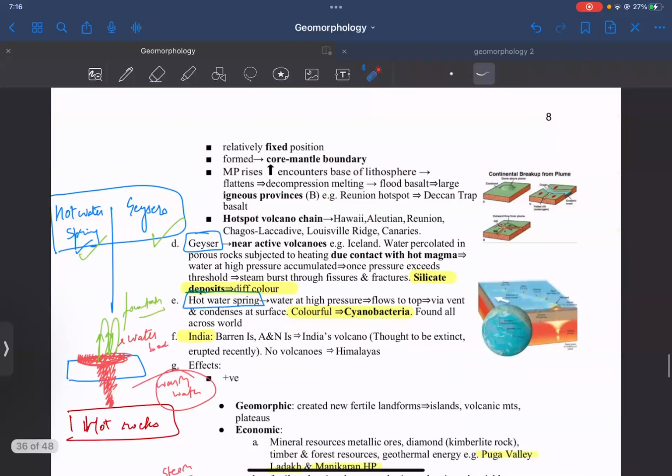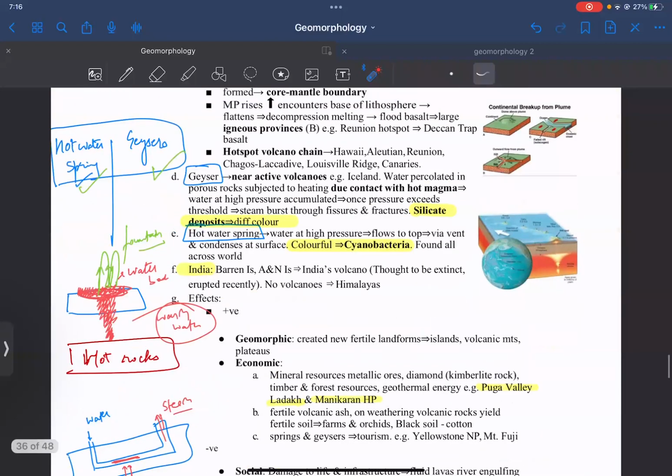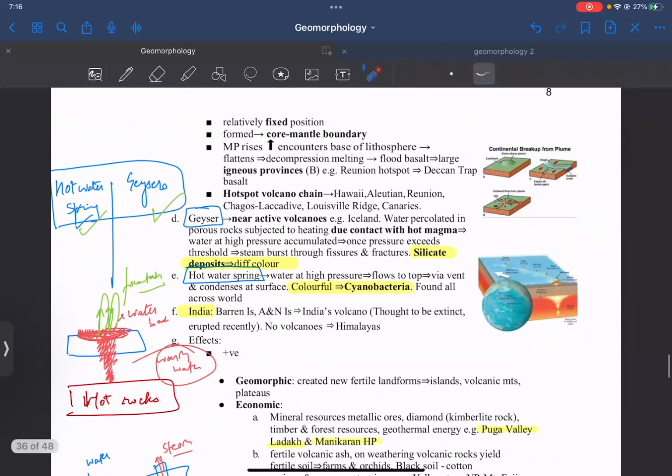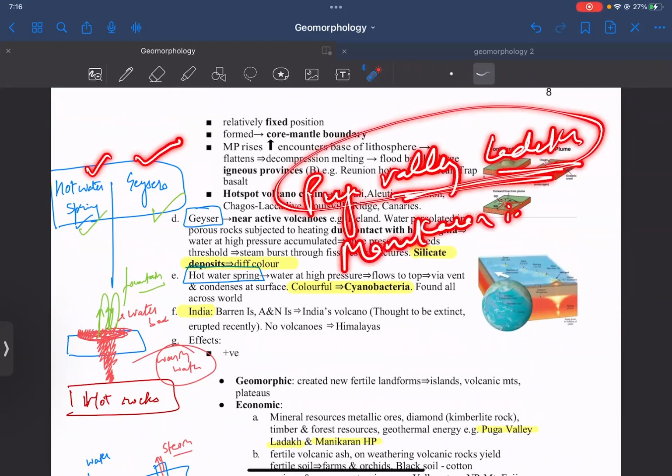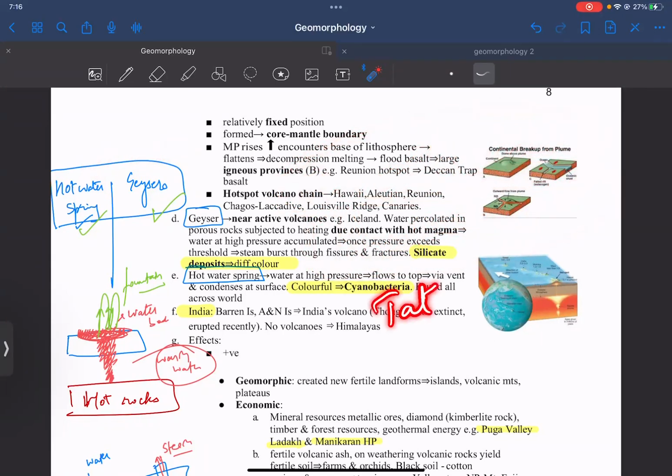Right. Then we studied another kind of volcanic landforms which are seen in India, because in India volcanic eruption is not happening because of continental convergence. So the thickness of crust is more, so lava is not able to come to the surface of the earth. So what we find are hot water springs and geysers, like Puga Valley in Ladakh. Now recently the government of India has started a geothermal project in Puga Valley. Also we have the Manikaran region in Himachal Pradesh. Right. Then we have the Tattapani region in Chhattisgarh. Right. So these are the areas.